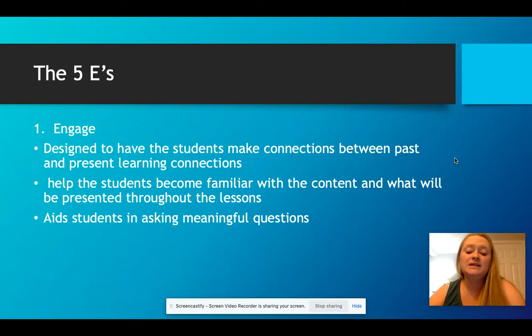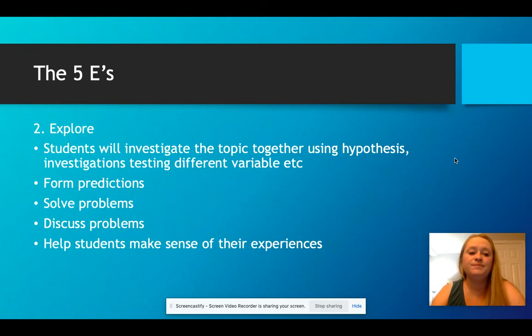The first is engage. It's designed to have the students make connections between past and present learning. It helps the students become familiar with the content and what will be presented throughout the lessons or the unit, and it aids students in asking meaningful questions. Explore is the second one. Students will investigate the topic together using hypotheses, investigations, and testing different variables. They form predictions, they solve problems, they discuss the problems, and it helps the students make sense of their experiences and again ties together what they're learning about.